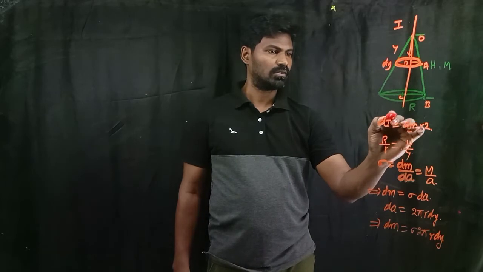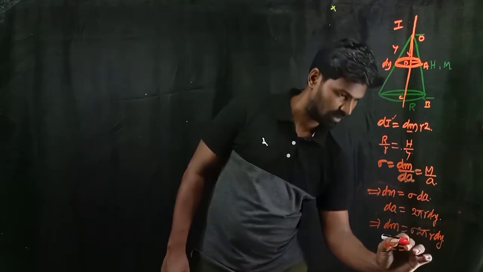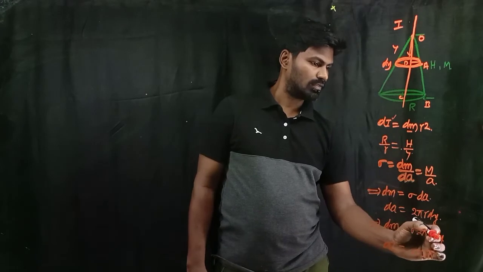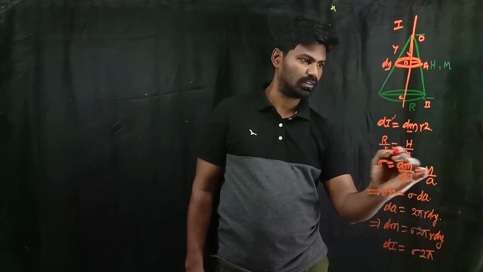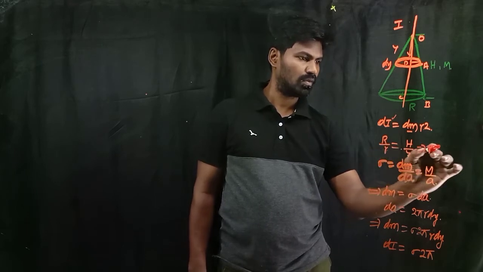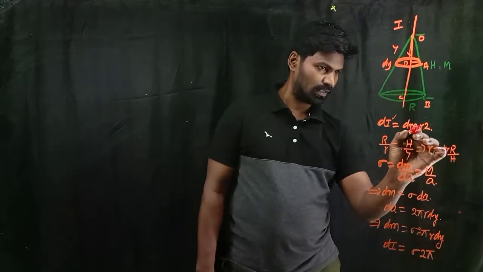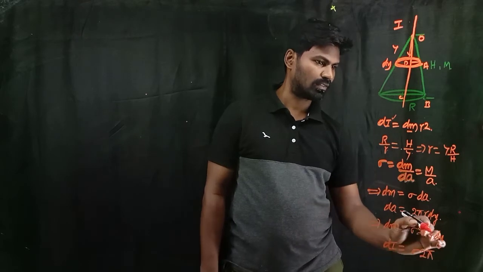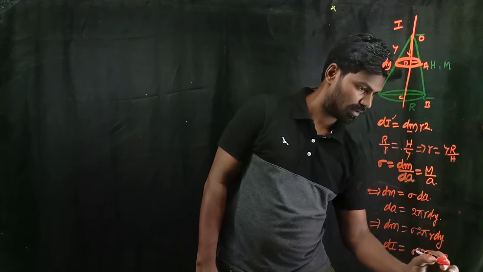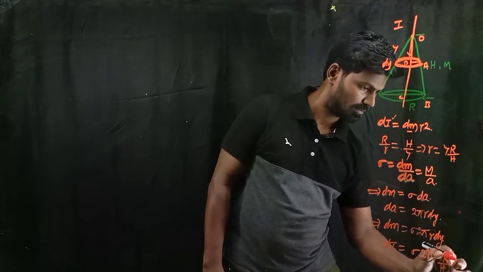So going back to this, after substituting all these things, dI is equal to, dm is how much you got, sigma 2 pi. Here the integration is with respect to y, so I want to eliminate r. For that I am using this expression, r is equal to y into capital R divided by capital H. I am substituting that here directly. Here there is one r square, here there is another r, so r square into r is r cube, where r is y into capital R by H, whole cube, into dy.